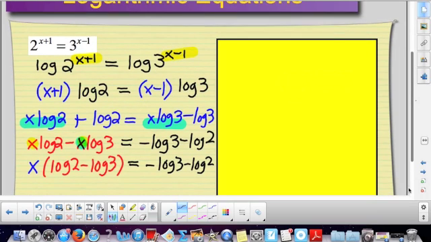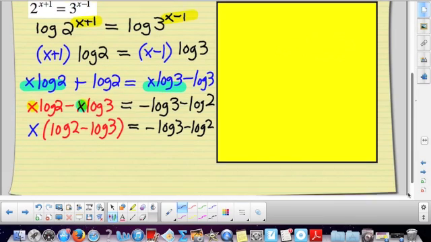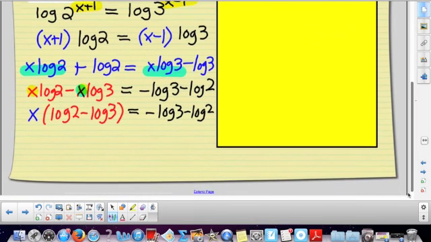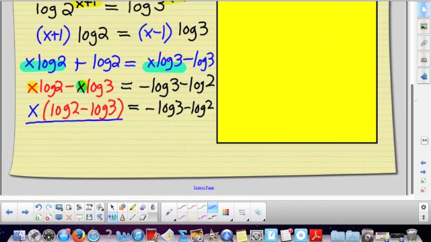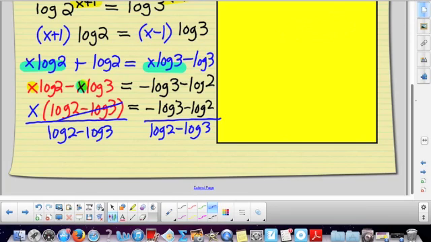And now to isolate the x, I can simply divide both sides by log 2 minus log 3. So those cancel out, and we have an expression for x that we can now solve. Does that make sense to everyone?